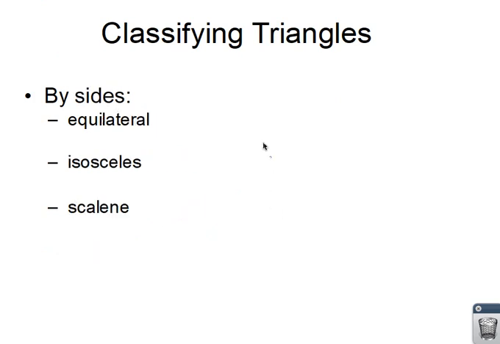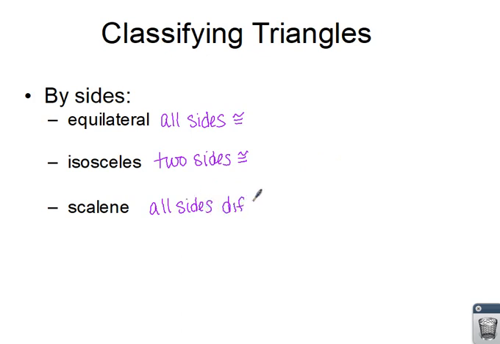Now by sides. If I tell you to classify by angles, you use the other terms. If I say classify by sides, you use these terms. Equilateral: all sides are congruent, which means all the angles have to be congruent as well. That's just how it works. Isosceles has two sides congruent. And then a scalene has all sides different, so all three sides will be different measurements.